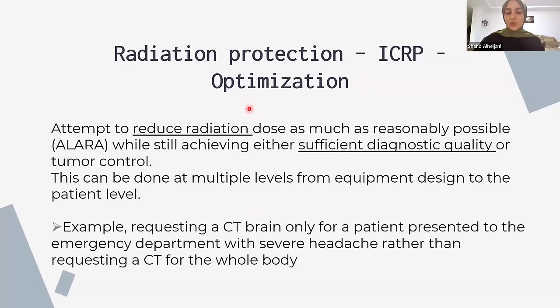Now for optimization, whenever you have to do the X-ray or any mode of radiation, you have to make sure the dose is as low as possible. So you have sufficient quality, but the dose is not excessive to the patient. So again, we go to the same example. If the patient had trauma and you want to screen them to make sure there is no intracranial hemorrhage, no bleeding in the brain, you don't expose the whole patient to the CT. You only expose the specific organ or the specific part you need to screen. So here in this case, for example, you do a CT for the brain, for the head only. You don't have to do it for the chest and the abdomen and everything. So this is for optimization.